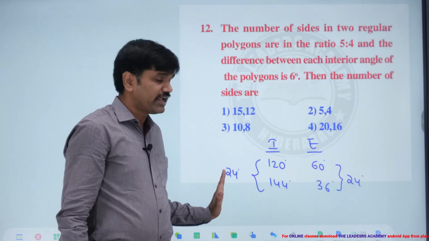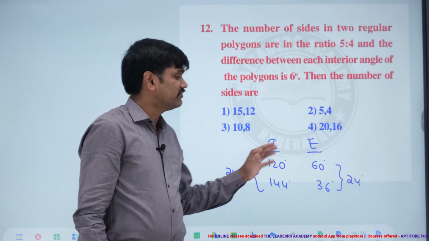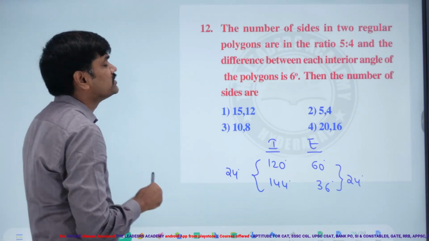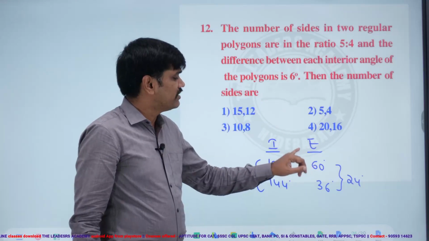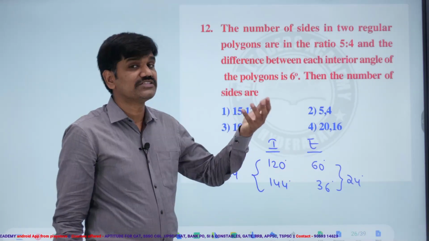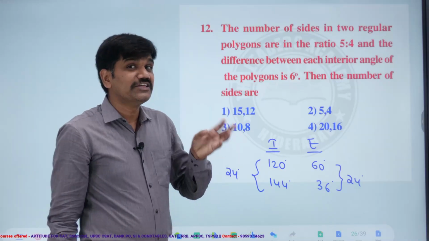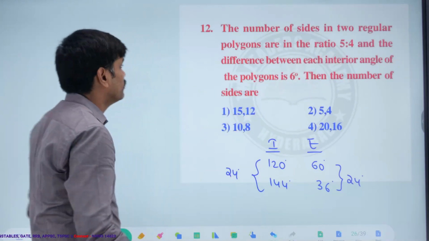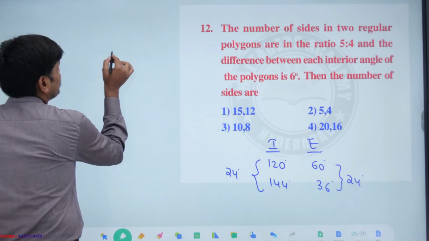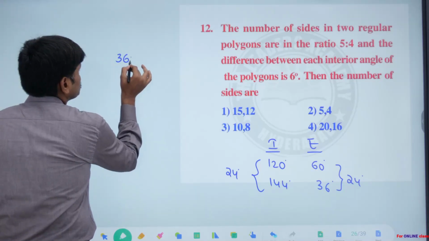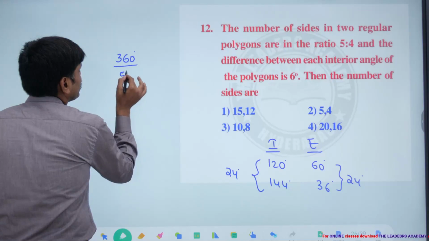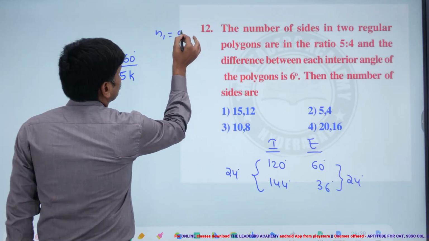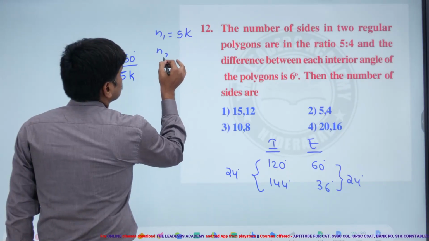So if the difference between the interior angles is given, you can directly take it as the difference between the exterior angles. That's it. Why are you converting, sir? Because to get the number of sides, we divide 360 by each exterior angle, and for getting each exterior angle, we divide 360 by the number of sides. The ratio of the number of sides we know, that is 5:4. The first exterior angle will be 360 degrees by 5k. Sides are in the ratio 5:4, so n1 is 5k and n2 is 4k.